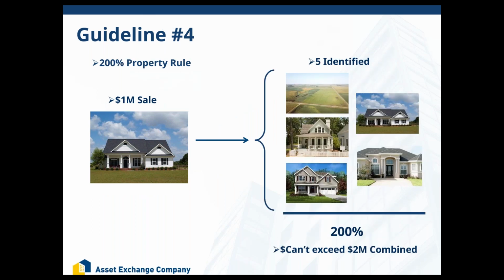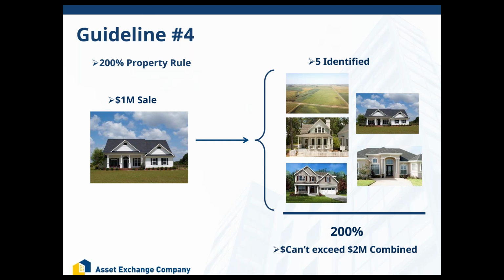Now, here's the 200% rule. This is where you exceed the three property rule, but you cannot exceed 200%, or two times, the combined fair market value of the property being sold. So here's how it works. Again, we sell for $1 million. Now we go out and identify five properties. Because we've identified five, what just happened? It put us out of the three property rule, because we've exceeded it. That put us into the 200% rule.